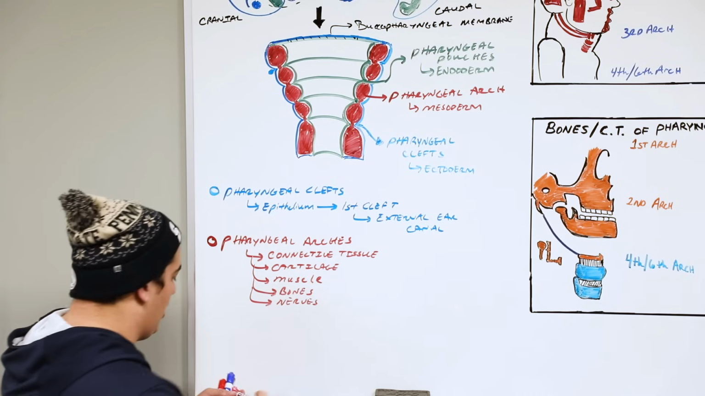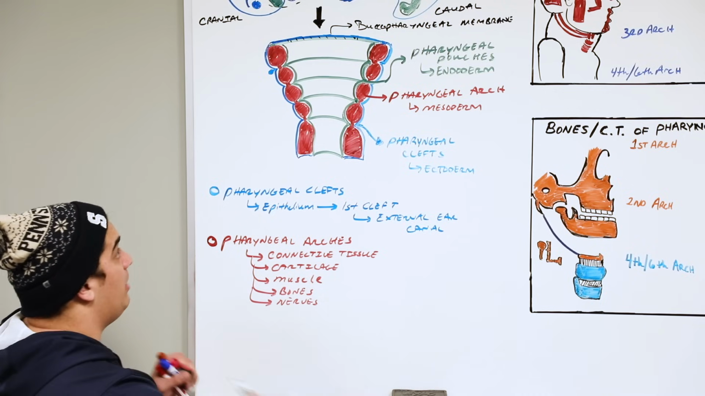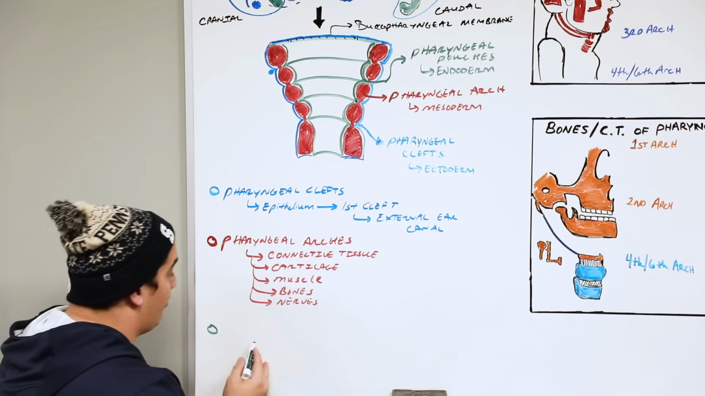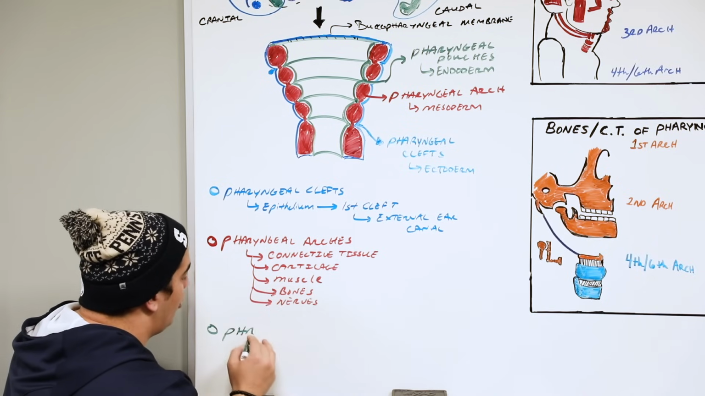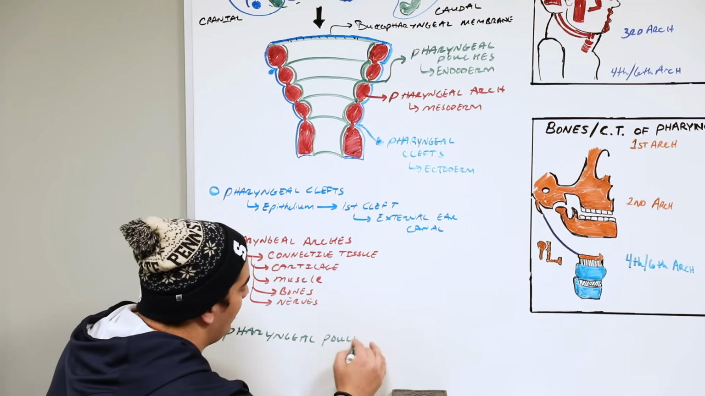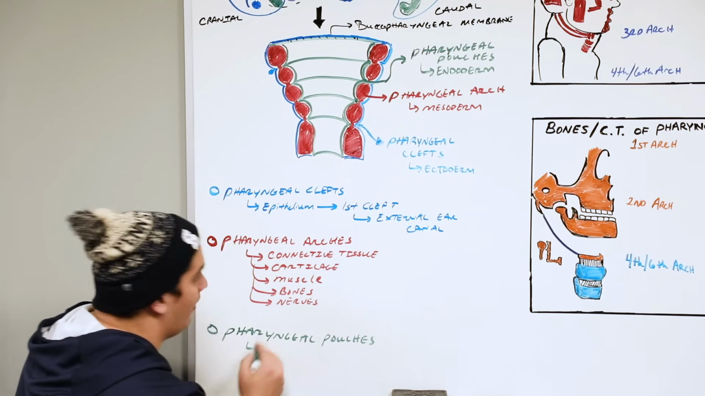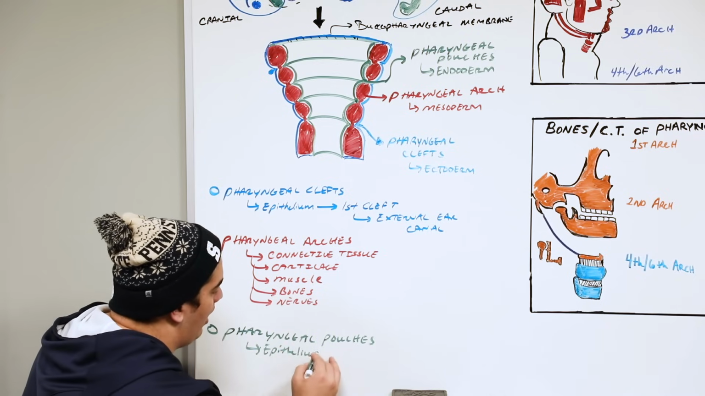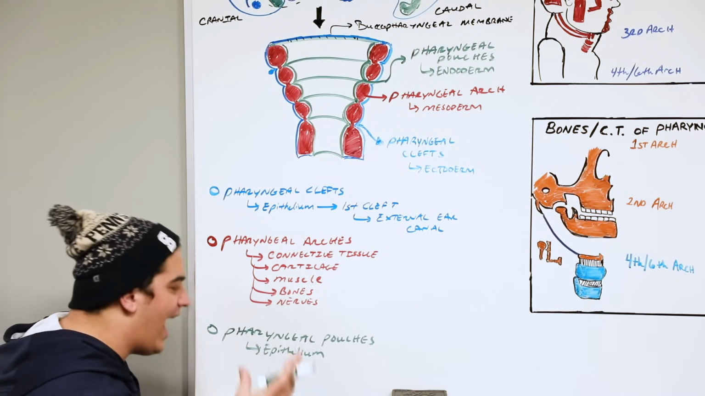The last one here is going to be the pharyngeal pouches, and really, again, it goes back to the epithelium from the pharyngeal clefts. So the pharyngeal pouches will give way to some epithelial structures. It's endoderm, and that endoderm will become epithelium that'll line particular areas, particular cavities.